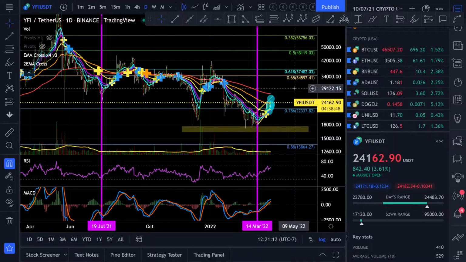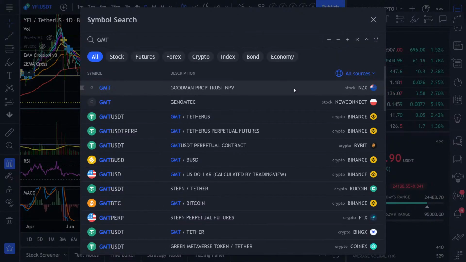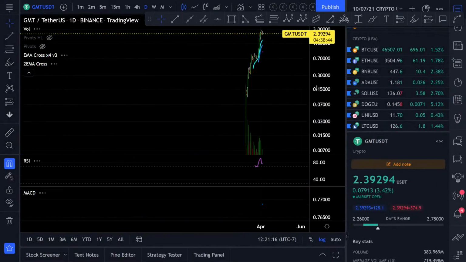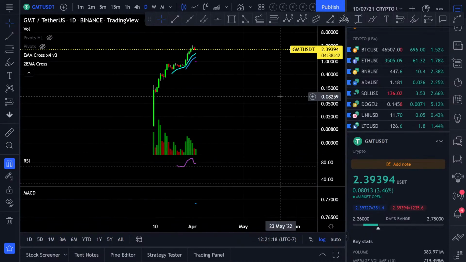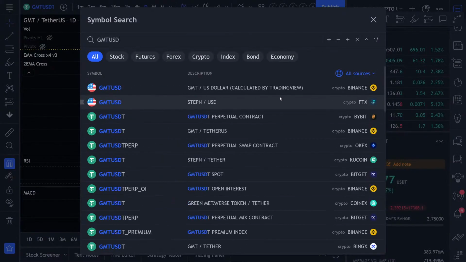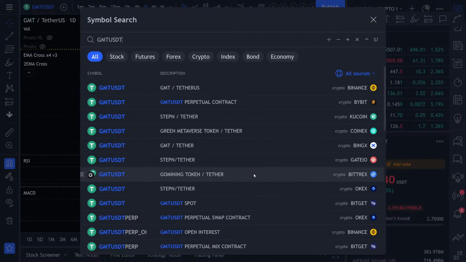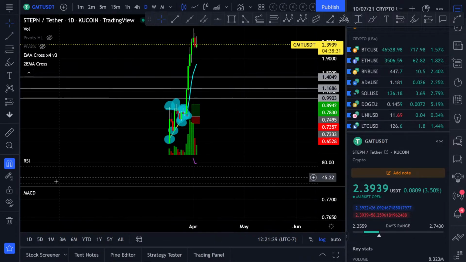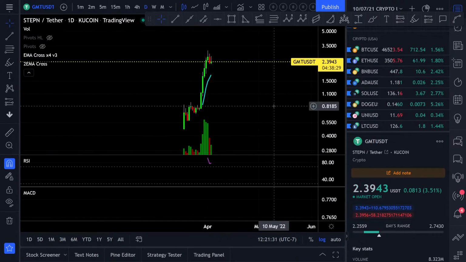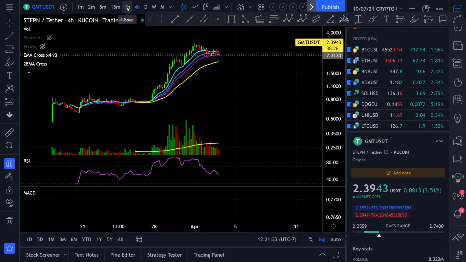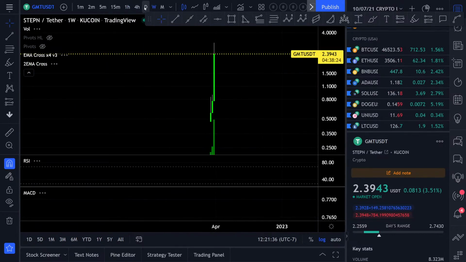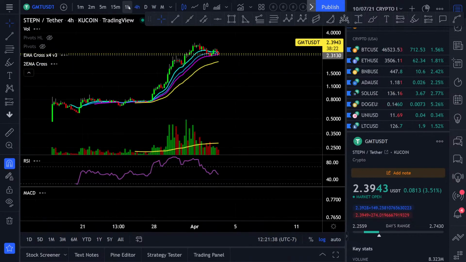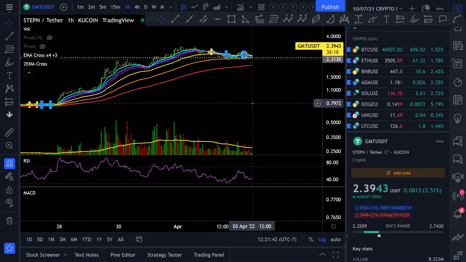Let's do one more, GMT. Yes, this one. I think it was STEPN, right? Huge rally. Absolutely huge since the last time we talked about it. It's beautiful. So on this particular coin, there's not much data.